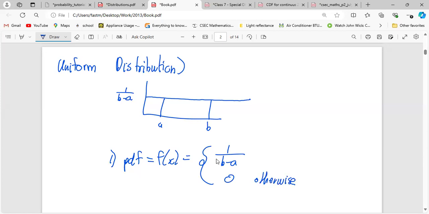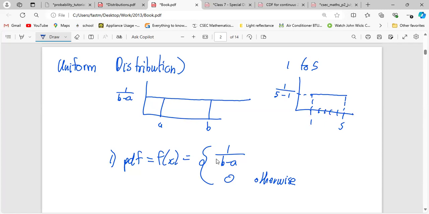What I mean by that is, say my values of x are running between 1 to 5. So when I draw my little PDF, it will be 1 here, and 5 here, and then it will just exist in between these 2 points. And it will be 1 on B minus A, which is 5 minus 1. So that will be the probability of all in between.